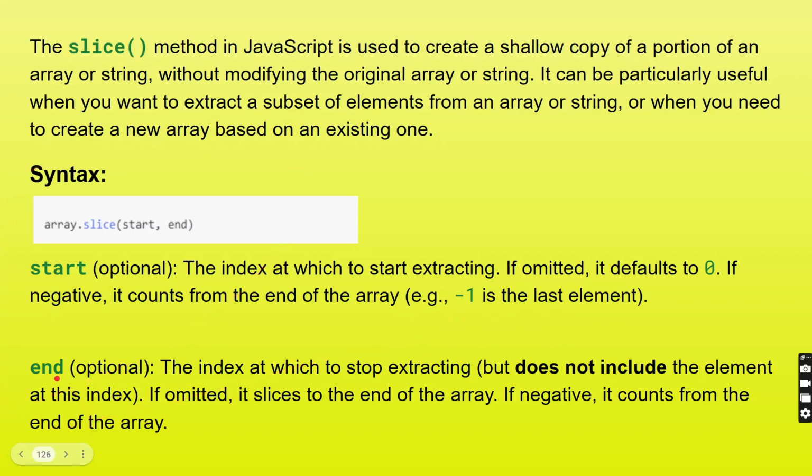And end is also optional. It is the index at which to stop extracting, but it does not include the element at that index. If omitted, it slices to the end of the array. If negative, it counts from the end of the array.